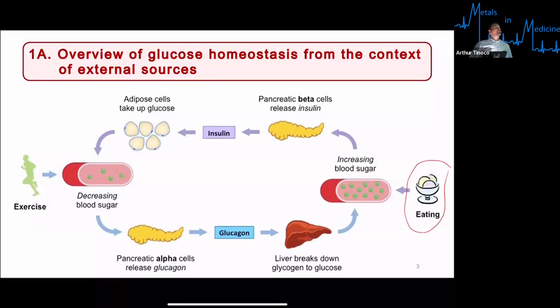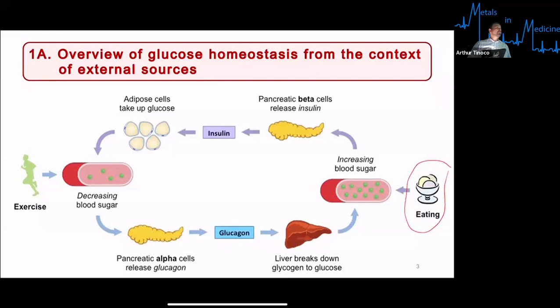So then the released insulin sends a signal that there is this influx of glucose. And so you have your adipose cells, your fat cells, that will take up this glucose, and that then leads to its utilization. But you also have contributions of, in this case, exercise that can lead to the consumption of glucose as it is a source of energy. So what occurs is a decrease of the amount of sugar that's in the body.